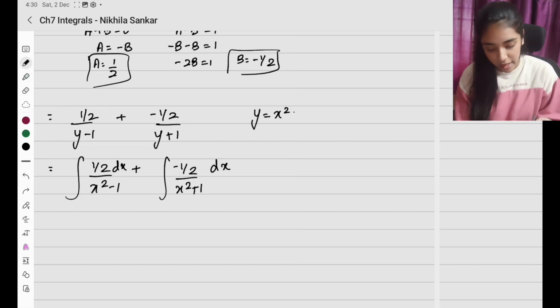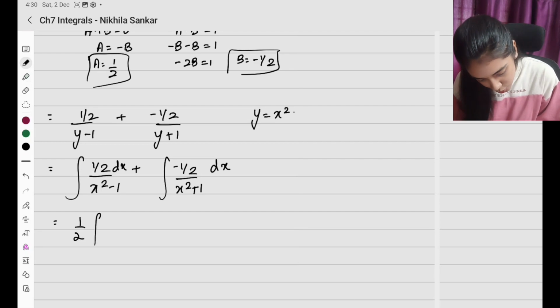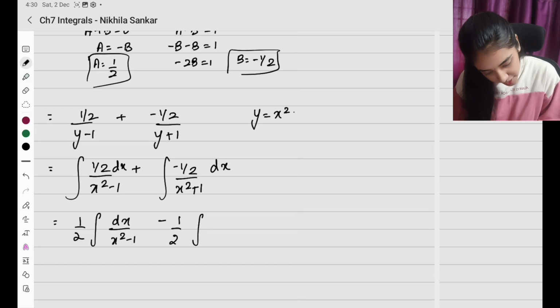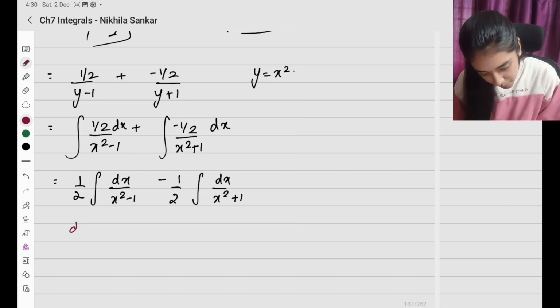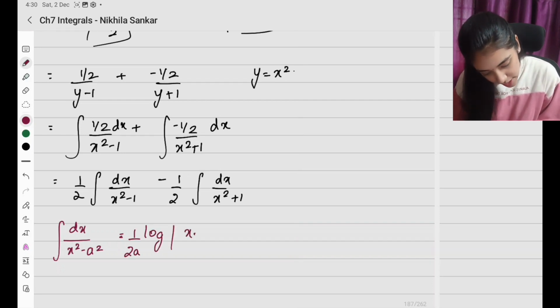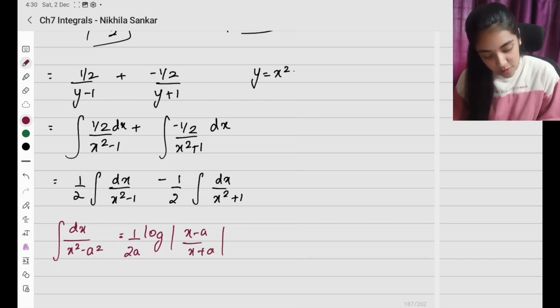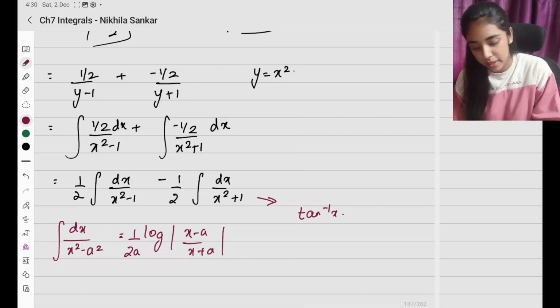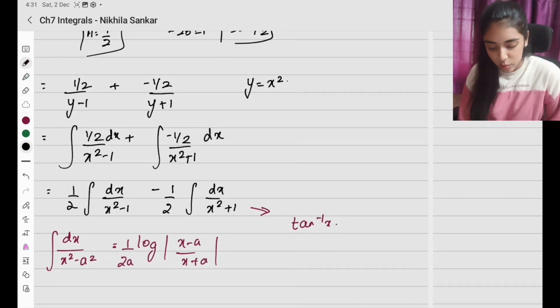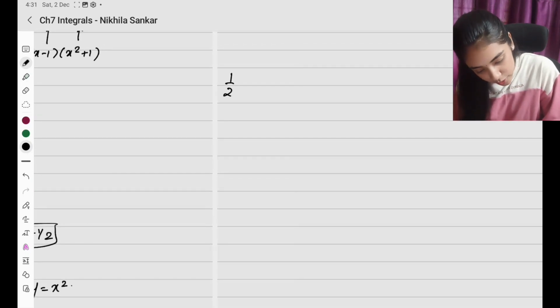Substitute it back. So now I have 1 by 2 integral dx divided by x square minus 1 minus 1 by 2 integral dx divided by x square plus 1. So this is of the form dx divided by x square minus a square, which is going to be 1 by 2a log mod (x minus a) divided by (x plus a). So this is my first one. The dx divided by x square plus 1 is going to be tan inverse. This is simple. So when I substitute the answer, I have 1 by 2 already there. So 1 by 2 times 1 by 2a.